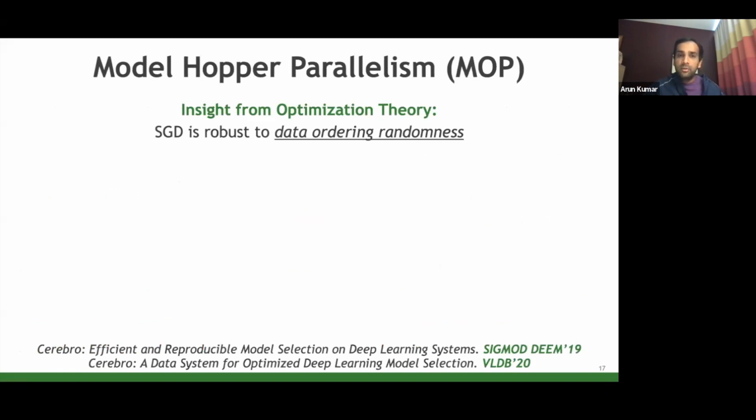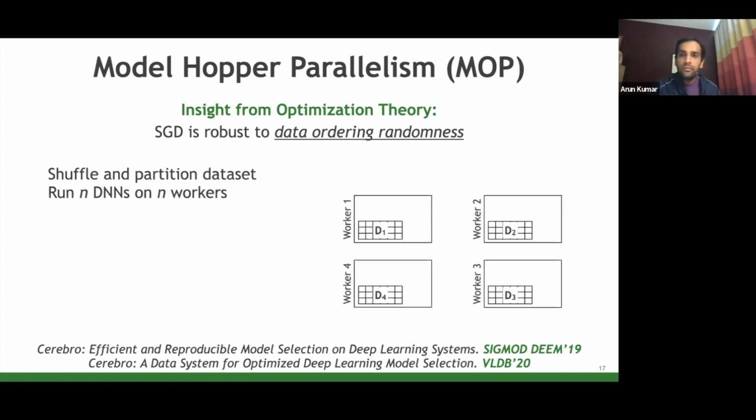MOP is really based on a simple insight from optimization theory. Stochastic gradient descent, the algorithm to train deep learning models, doesn't really care what order you visit the training data in, as long as it is some random order. All the convergence guarantees, all theoretical results for SGD just assume that it needs to be some randomized order. So let's shuffle, randomize the data set order, partition it across workers. You have 4 workers. Let's say you partition it across the workers, 4 shards. This is akin to your data scalable data parallel regime.